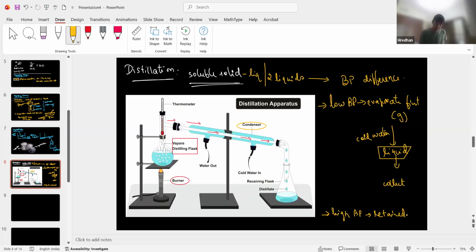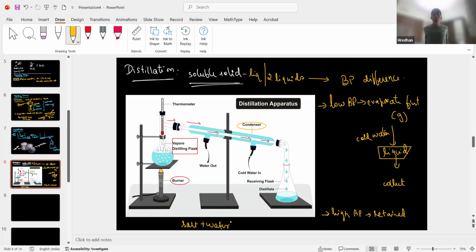So the high boiling point will be in the flask. You can continue now. Okay. Water in, say, salt water, you can again follow the same method.